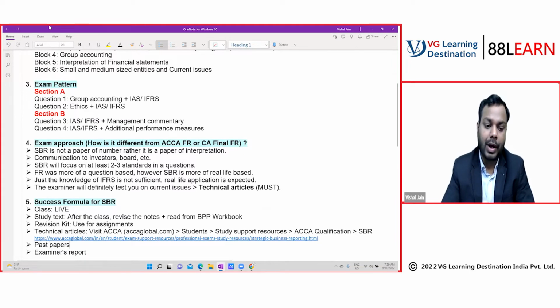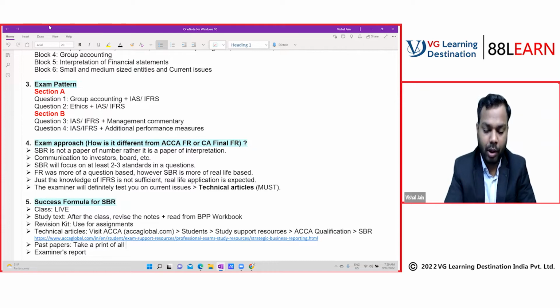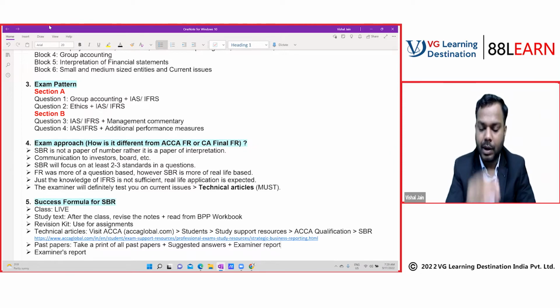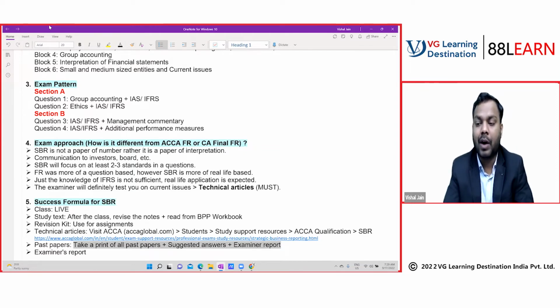Now, you guys have to do one more thing. Past papers: take a print of all past papers plus their suggested answers, plus their examiner report. Though you will not require this immediately, you will require this after around 10 classes.